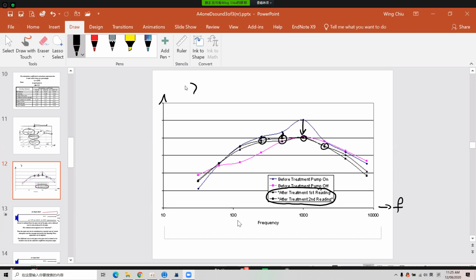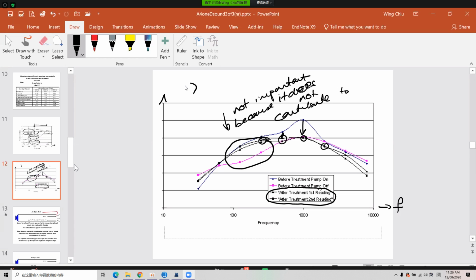You may ask, what about this region? Now, this is not important, because it does not contribute much to the overall noise level. Our human ears are not quite so sensitive to this region anyway.